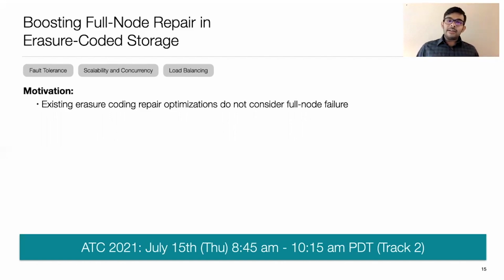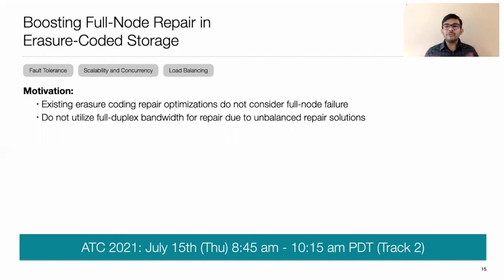Existing erasure coding repair optimizations are not optimized for full node or full server failures, but are in fact optimized for a stripe by stripe failure, where a stripe is a collection of chunks. As a result, when full node failures occur, there are hotspots observed in the cluster because a lot of the repair gets concentrated on a few sets of servers that have the available data to reconstruct from. And this disallows the cluster to utilize the full duplex bandwidth, which is upload and download, resulting in unbalanced repair solutions.